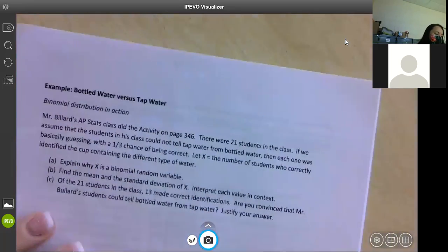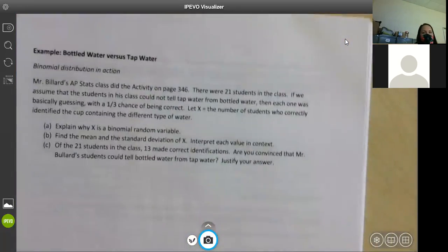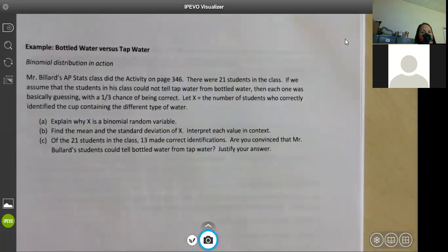All right. So here's an example of binomial distribution in action. Mr. Billiard's AP stats class did the activity on page 346. There were 21 students in the class. If we assume that the students in his class could not tell tap water from bottled water, so that what they were doing was they had 2 different waters and they were trying to taste to see which one was tap or which one was bottled, and they guessed which one.